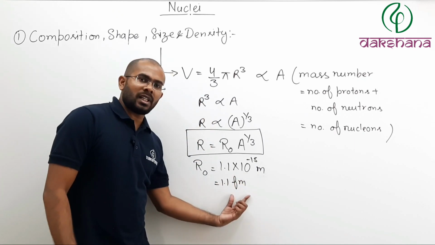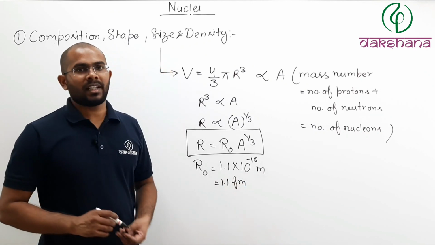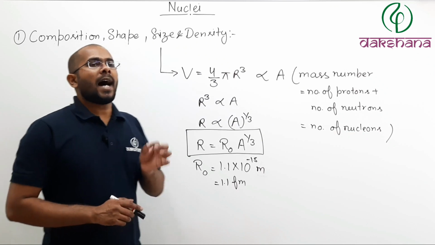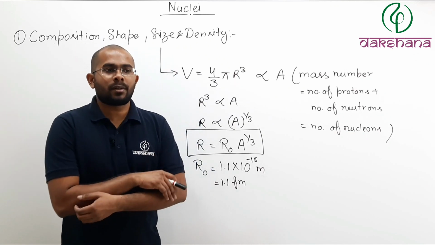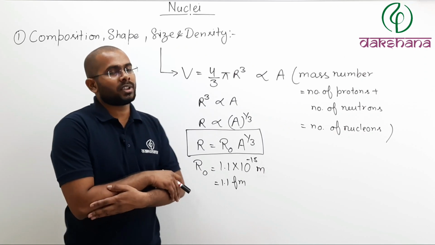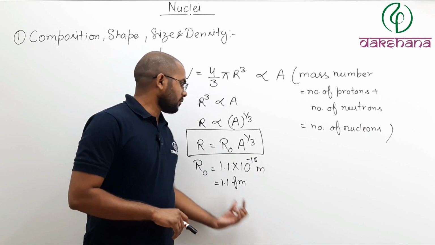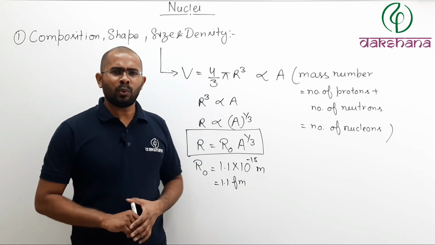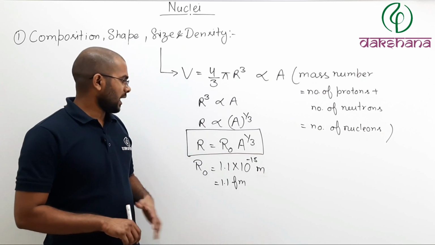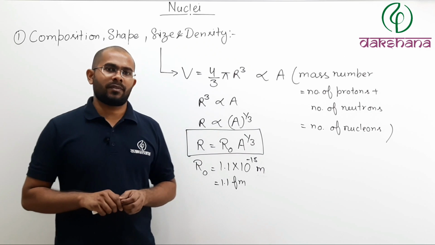So 1 Fermi is 10 to the power minus 15 meter. That is your R naught. That is a constant. R naught is a constant for all nuclei, let it be hydrogen, carbon, oxygen, nitrogen, or any nucleus. That R naught will be constant. In some books, this is also written as 1.2, but I have taken from Arihant Verma, so it can be 1.1 into 10 to the power minus 15.